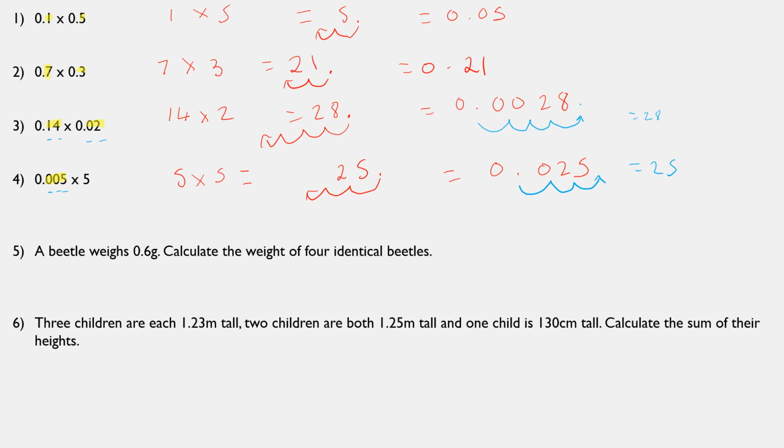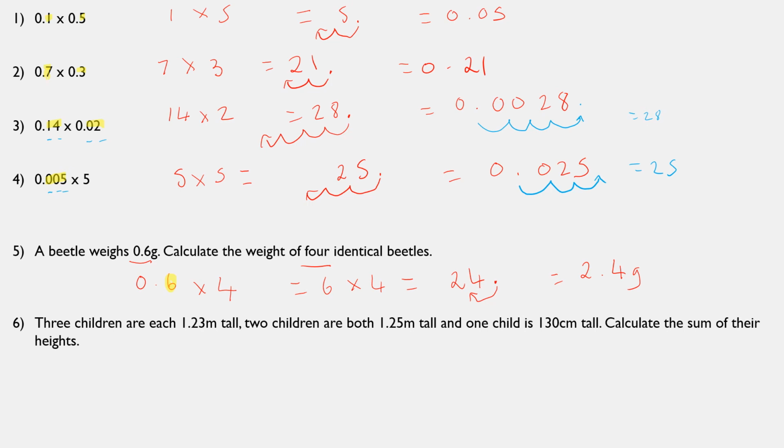Question 5 is a beetle weighs 0.6 grams. Calculate the weight of 4 identical beetles. So I need to do 0.6 times 4, or 6 times 4, which is 24. Let me just count how many decimal places I had, which is just 1. I'm going to move this decimal point once to give me 2.4 grams, and make sure that you put your unit to get your marks in an exam.